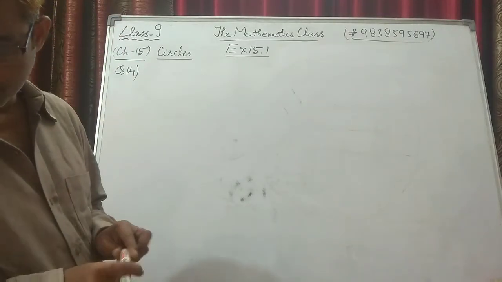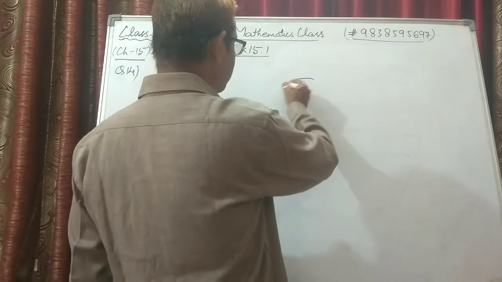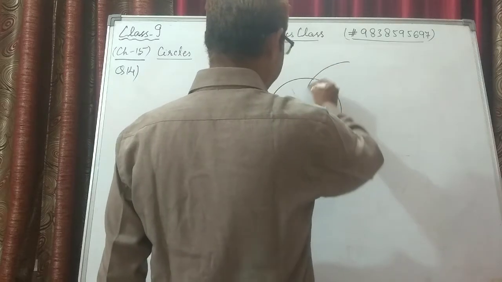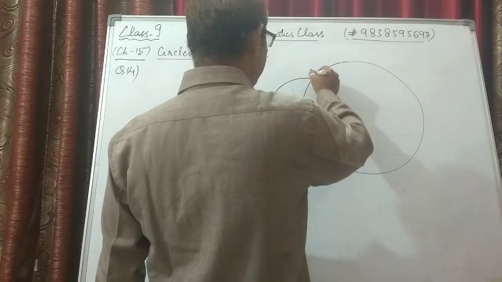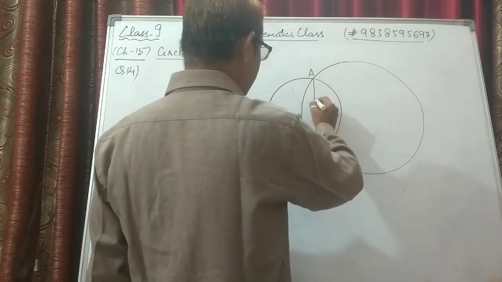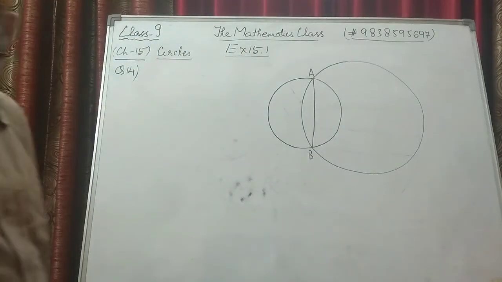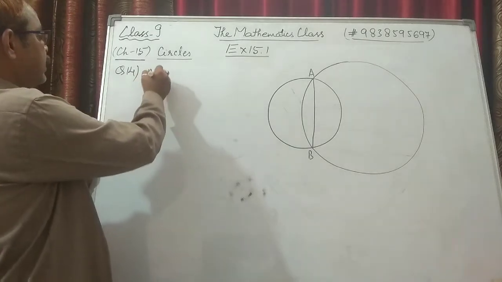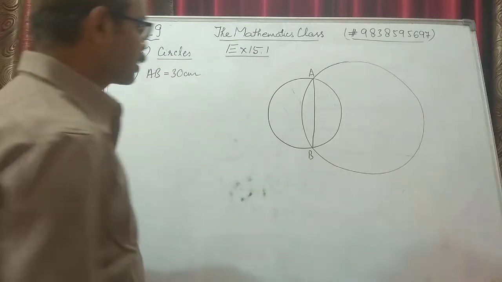They say the length of the common chord of 2 intersecting circles is 30 centimeters. So first of all we will draw 2 circles which intersect each other. One is this circle, and let us say one is this circle. These circles intersect at points A and B. They say there is a common chord. This is the common chord. It means AB is the common chord of length 30 centimeters between the 2 circles.